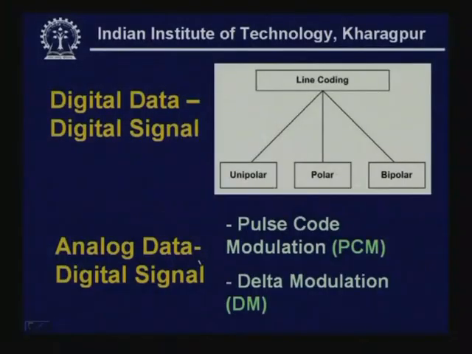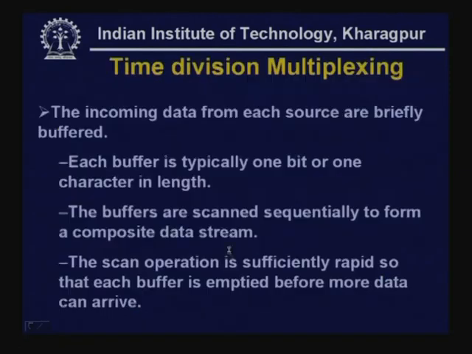And of course, as we know, here we have to generate data in digital form, and you have to do suitable encoding, like digital data to digital signal encoding, or if your data is analog in nature, then you have to convert it into digital form by using pulse code modulation or delta modulation, get the digital signal, and then you can do time division multiplexing.